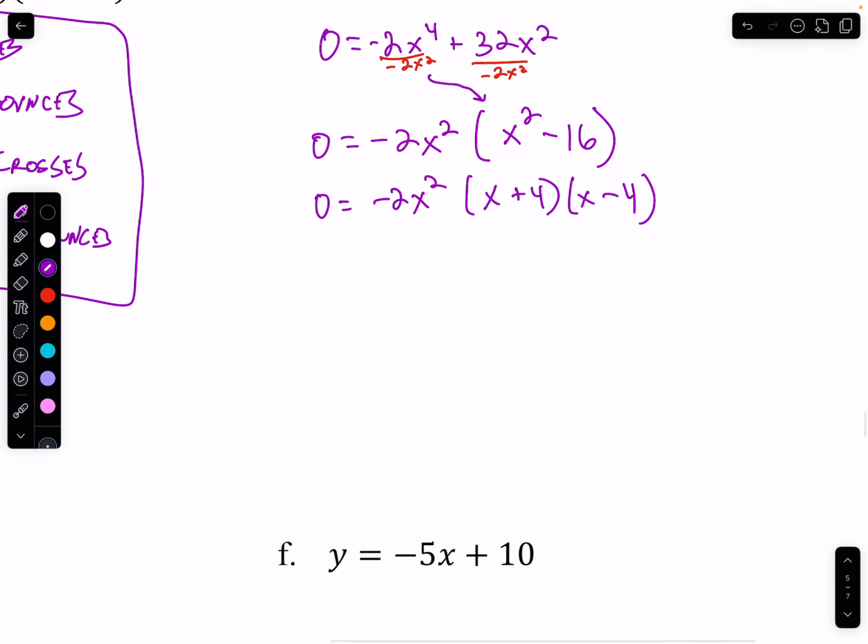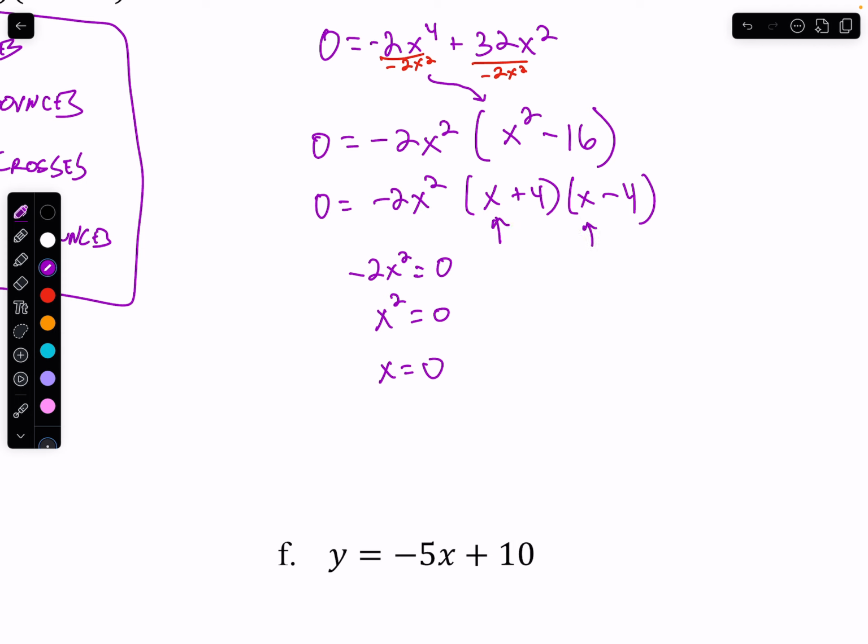So now we have 3 factors that can equal 0. We've got whatever makes this 0, whatever makes this 0, whatever makes this 0. This matters because we have an x in it. So negative 2x squared equals 0. So I would divide both sides by negative 2. Then I would square root both sides, and I get x equals 0. These ones are obvious. This one's going to be negative 4, and this one's going to be 4.